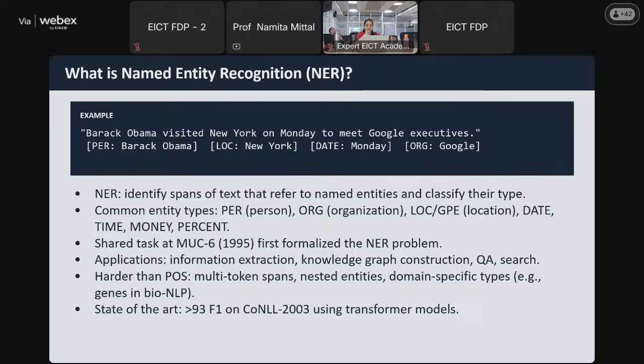It is harder than part of speech, of course. Part of speech is kind of a moderate problem. NER is harder than that: multi-token spans, nested entities where we have an entity within an entity, and domain-specific types like genes in bio-NLP. Some domains are very specific and we need experts to know the entities. The state of the art is greater than 93 F1 score on the CoNLL 2003 dataset, using transformer models.